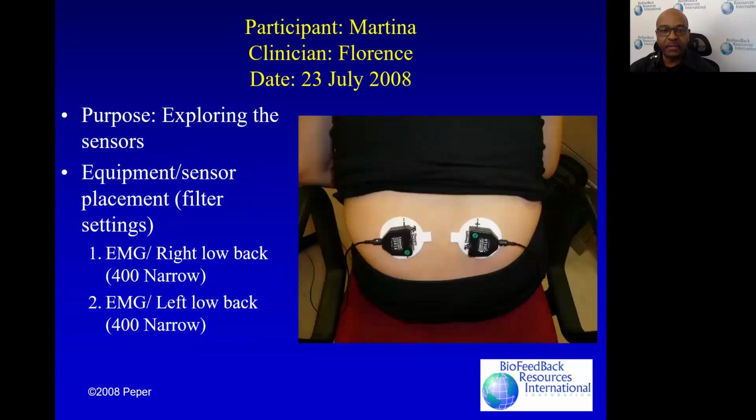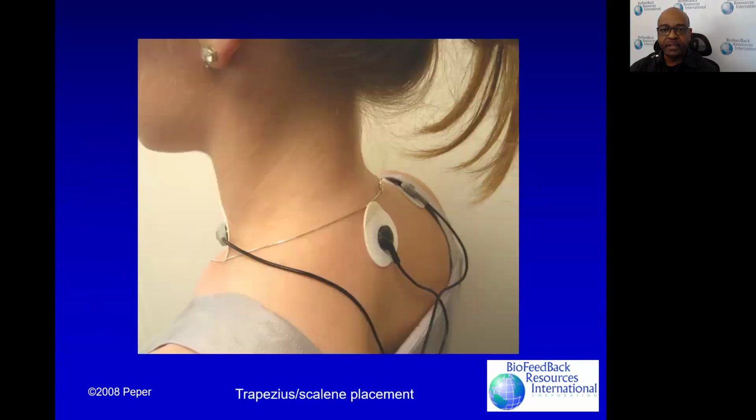This is what you might do for low back. Having sensors on the left side and the right side, you would have the person sitting, seeing what's happening with that. You can have them stand and also do rotations and bending and coming back up for low back. This is one of the placements that Eric Pepper would suggest using for breathing.